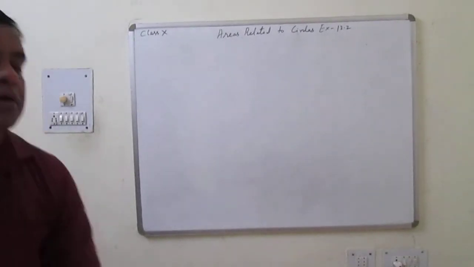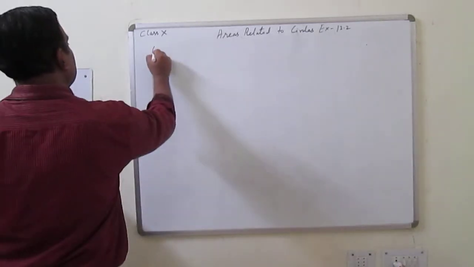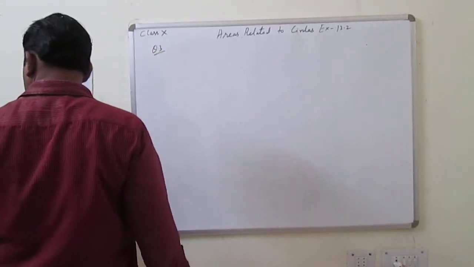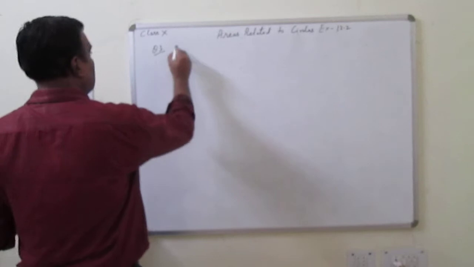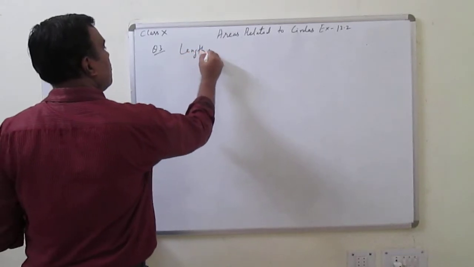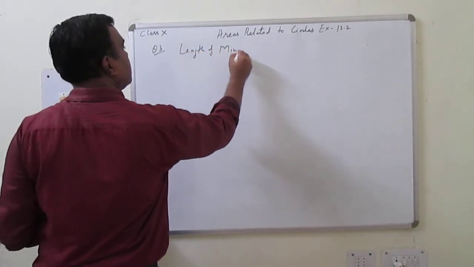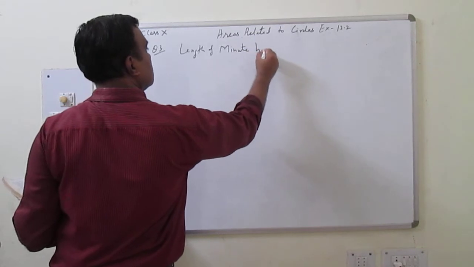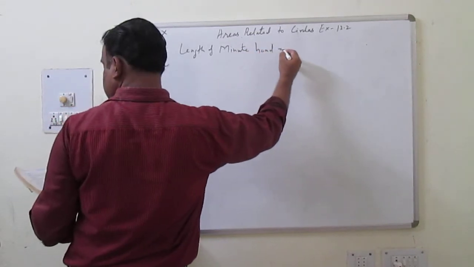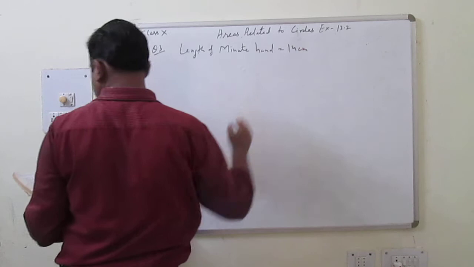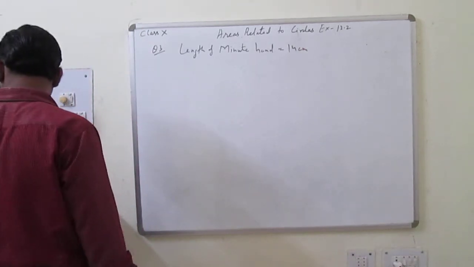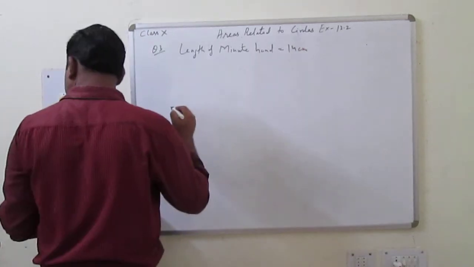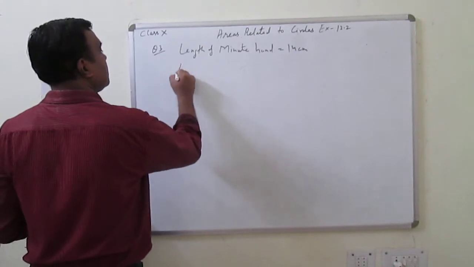Question third. The length of the minute hand of a clock is given to you: 14 centimeter. Find the area swept by the minute hand in 5 minutes.